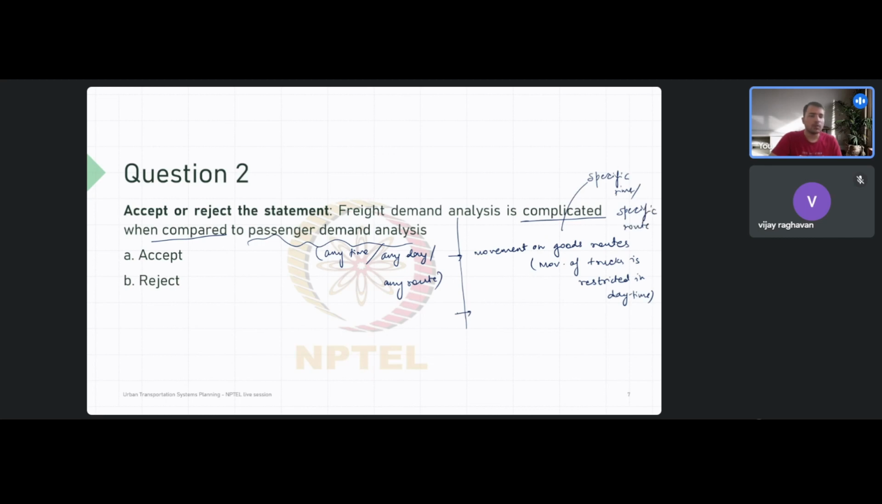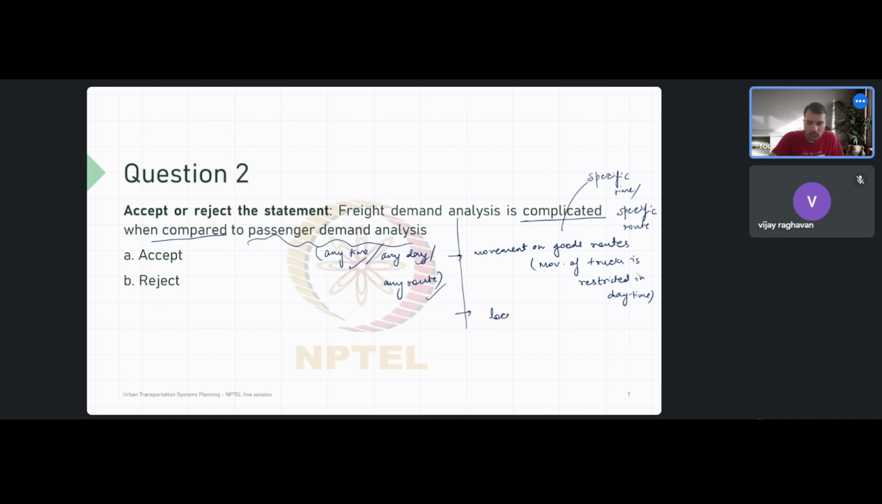because on every road a truck cannot go. A truck needs a wider road. So single lane roads, intermediate lane roads, those kinds of roads a truck cannot take. But a passenger vehicle can easily go into small roads also. So those kinds of constraints don't come into the picture for passenger demand analysis. Any time, any day, any route they can take. But for trucks or goods vehicles, it is different.